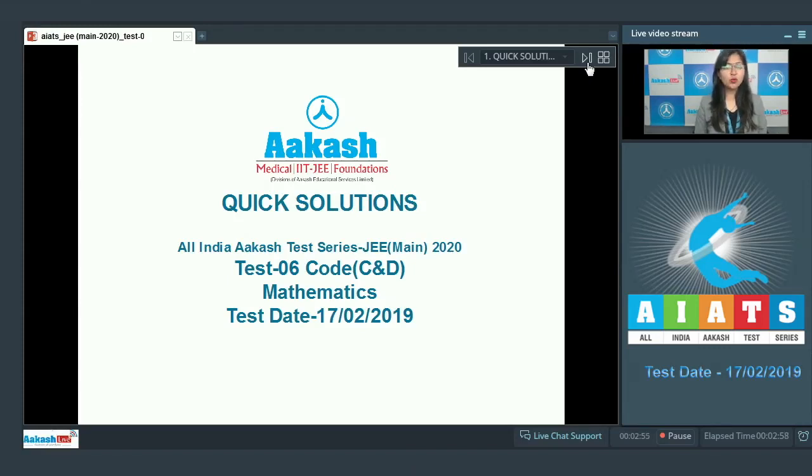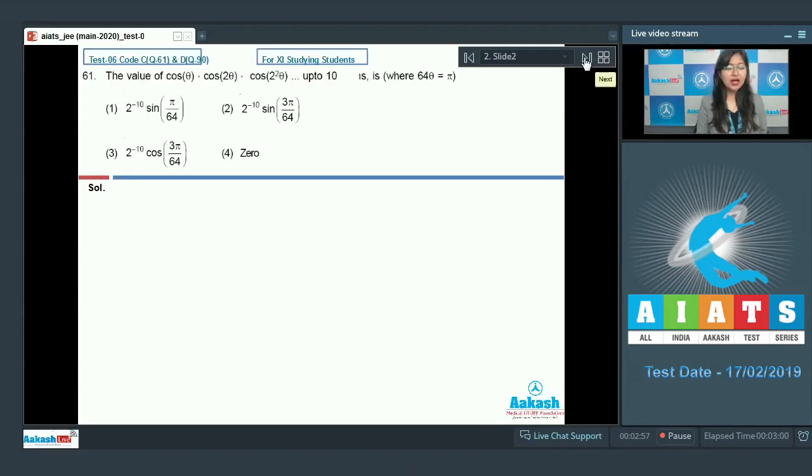So let us start with question number 61, which says that the value of cos theta into cos 2 theta into cos 2 square theta up to 10 terms is. Let us say the value is equal to S. So S is equal to cos theta into cos 2 theta into cos 2 square theta up to 10 terms, that is up to cos 2 raised to the power 9 theta.